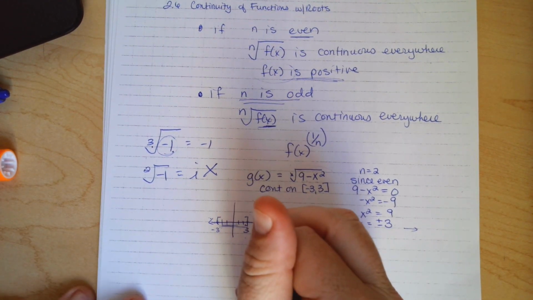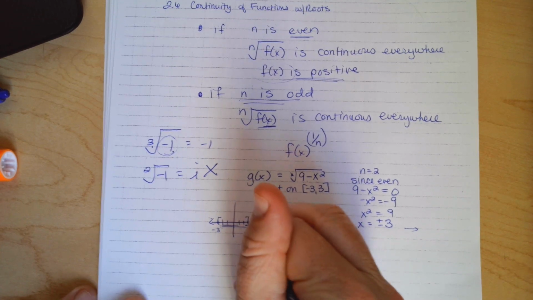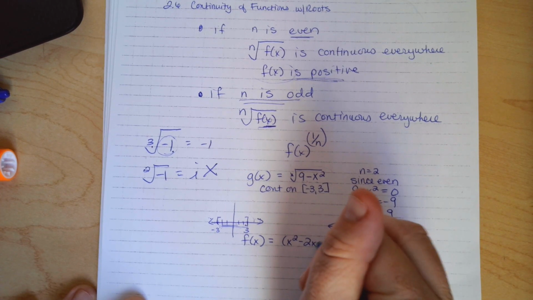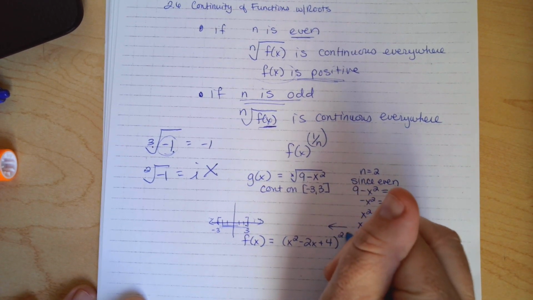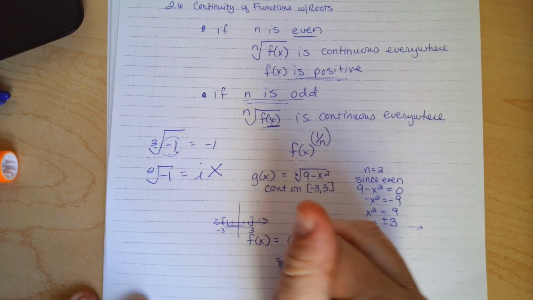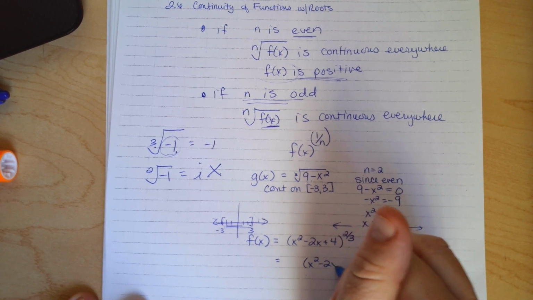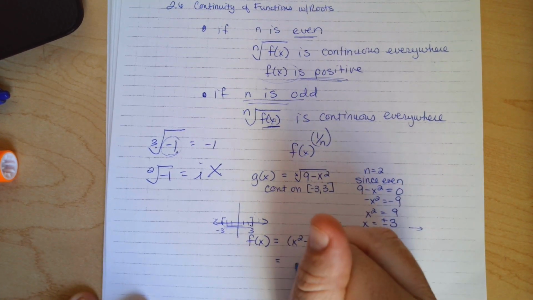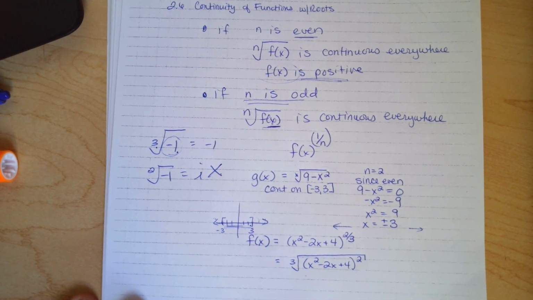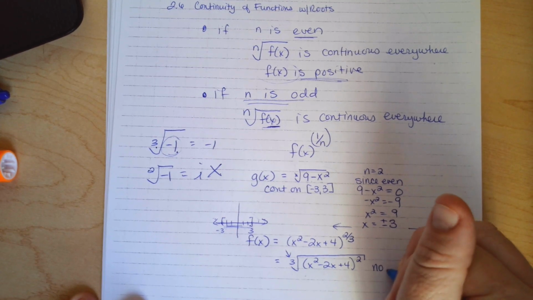Another problem: where is this one continuous? f of x equals x squared minus 2x plus 4 to the 2/3. What does to the 2/3 mean? Well, I can rewrite this like this. And so we see that we have an odd root here, so there's going to be no restrictions.